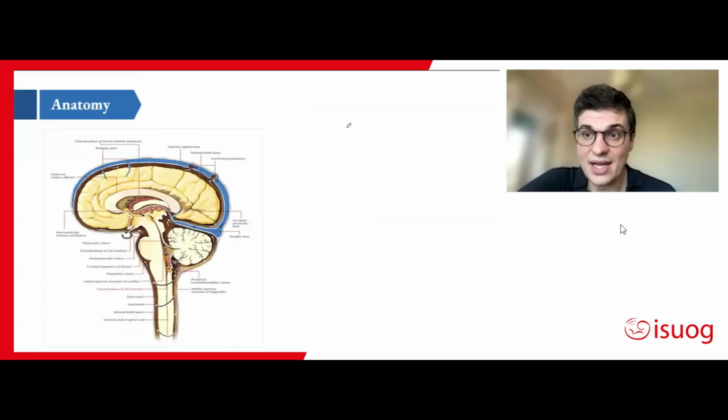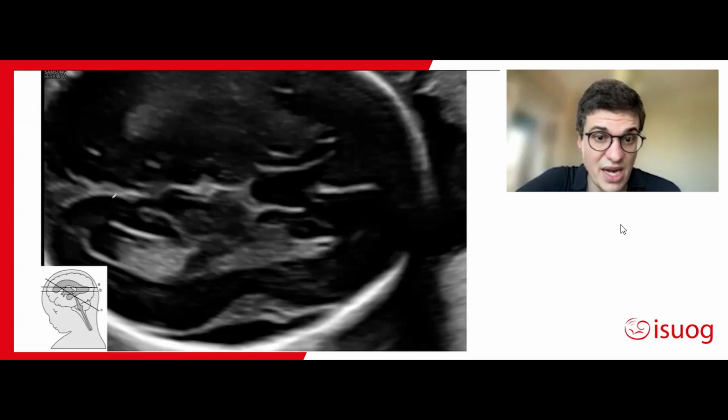So let's start with the anatomy. So we know that the corpus callosum is the main commissure of the brain. It's essentially a bundle of billions of fibers, which enable the connection between the 2 different hemispheres. We have other 2 minor commissures, which are the anterior and the posterior commissure, but the corpus callosum is, of course, the largest commissure of the brain.